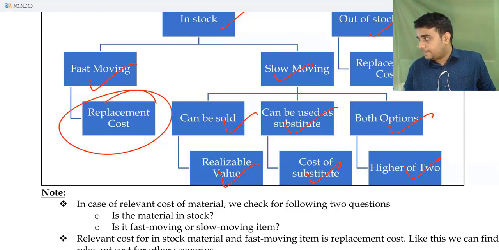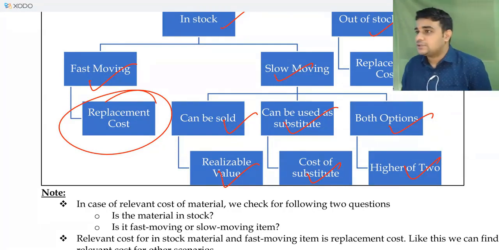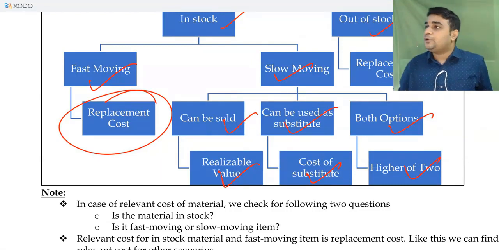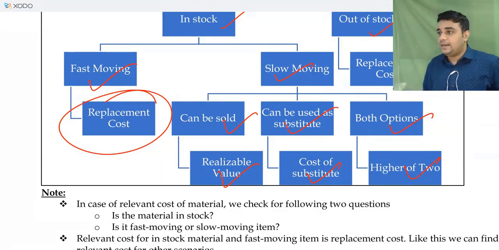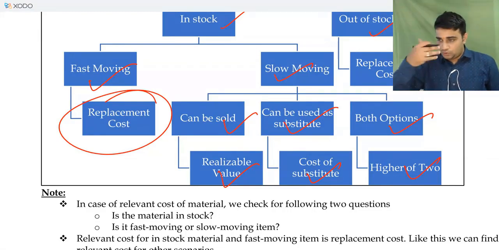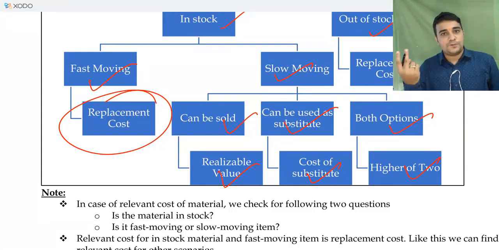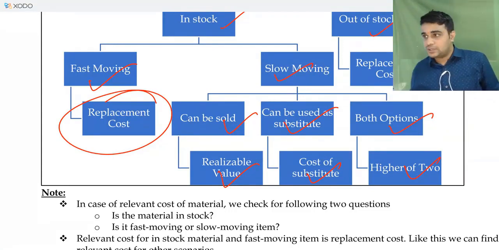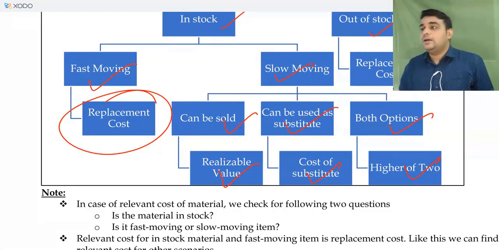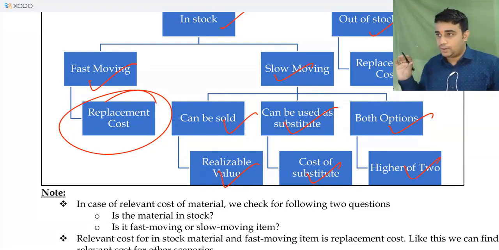Any doubts on this? Will the cost of substitute and replacement cost be the same? No, the replacement cost is of material A. Cost of substitute is the replacement cost of material C. Technically, replacement cost does not come into the picture for a slow moving item because you are not planning to buy it again. Nobody would want to buy material A again because it's already slow moving. Your objective is to remove this from the company. Two options of removing it: you can sell it or use it as a substitute. Suddenly a third option comes. Let the third option come. I am only saying I want to get at least so much.